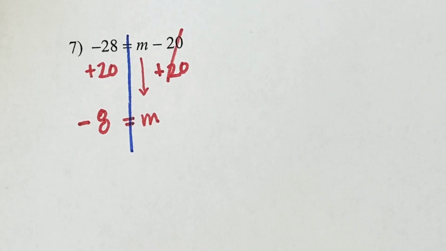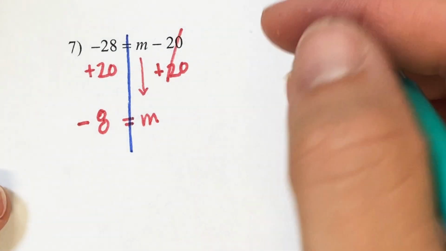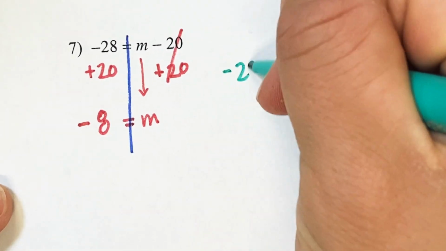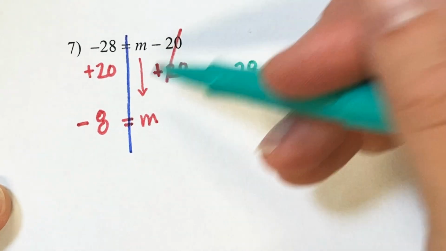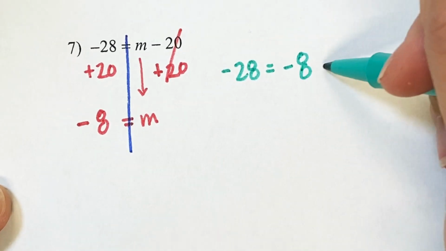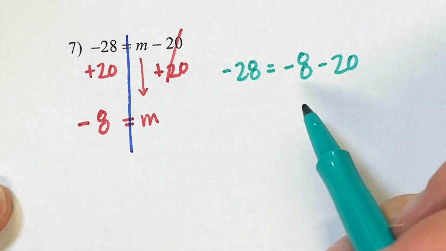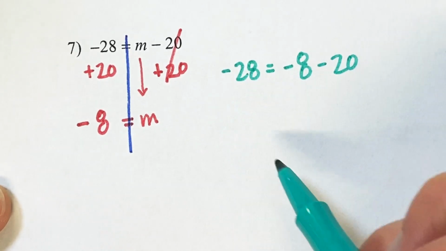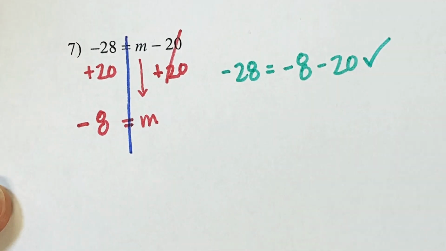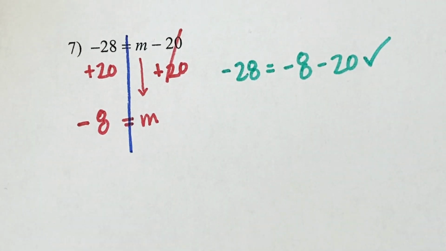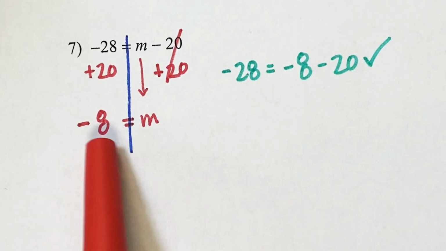Let's plug it in and see. We should get negative 28 as our answer. We had an m there, but we found negative 8. So negative 8 minus 20, does that give me negative 28? Negative 8, take away 20 more, that does give me negative 28. So our answer is negative 8.